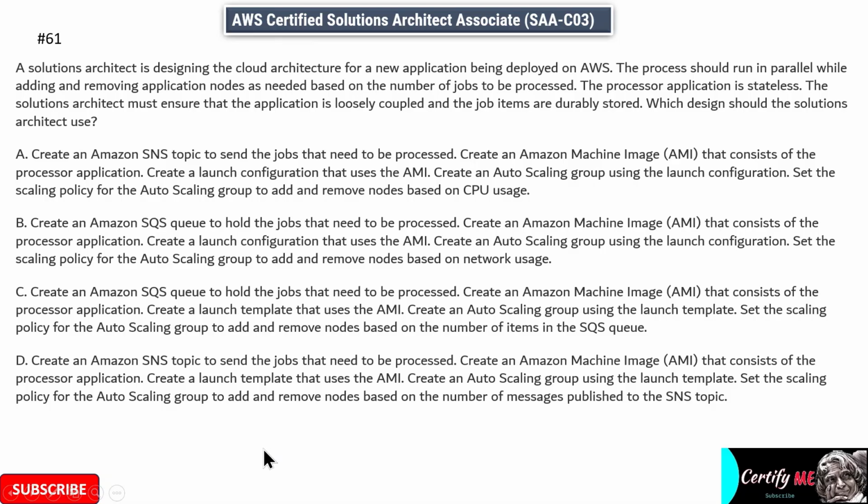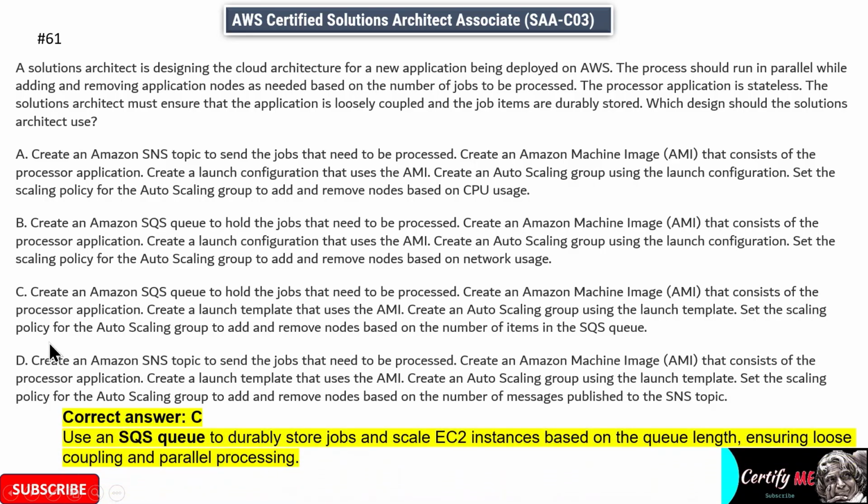The correct answer is option C. Create an Amazon SQS queue to hold the jobs that need to be processed. Create an Amazon machine image that consists of the processor application. Create a launch template that uses the AMI. Create an auto-scaling group using the launch template.